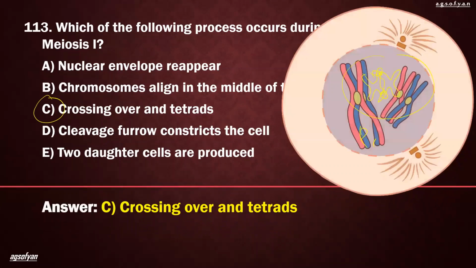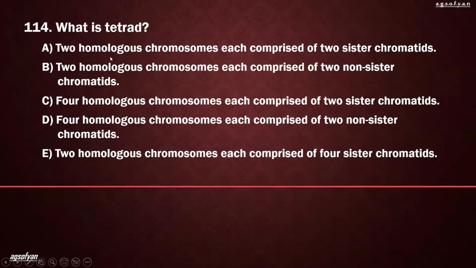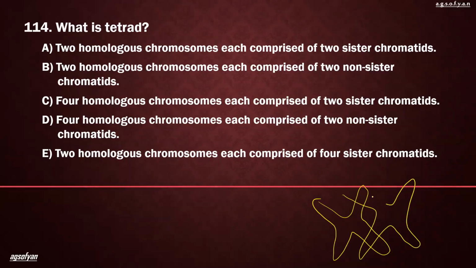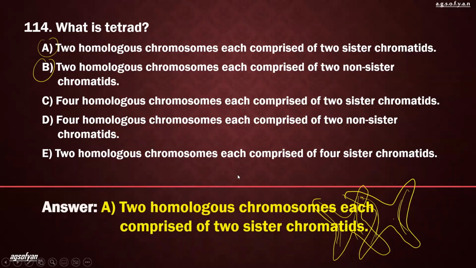Okay, how does it look? What is a tetrad? Okay, a tetrad looks like this. That is a tetrad. It has two chromosomes with four chromatids, and there is a crossing over. How many chromosomes over here? Two homologous chromosomes. And each of them consists of how many sister chromatids? 1, 2, 1, 2, right? So it'd be A, right? Yes. Two homologous chromosomes with two sister chromatids each. Okay.